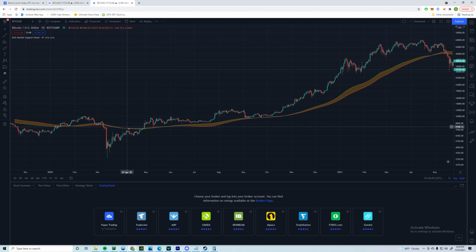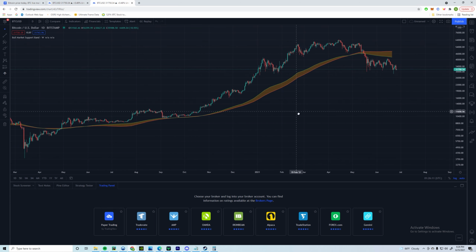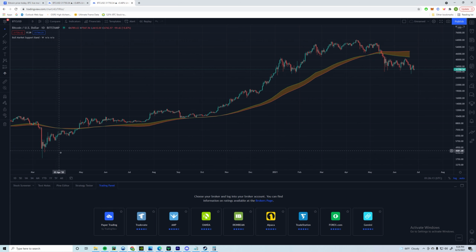The bull market support band is going to show us when we are in a bull market and when we are not in a bull market. So for example, right here on April 28th, 2020, we entered the bull market. We got above the bull market support band right here, and you can see all throughout 2020 and 2021 up until May 14th, we stayed above this line.